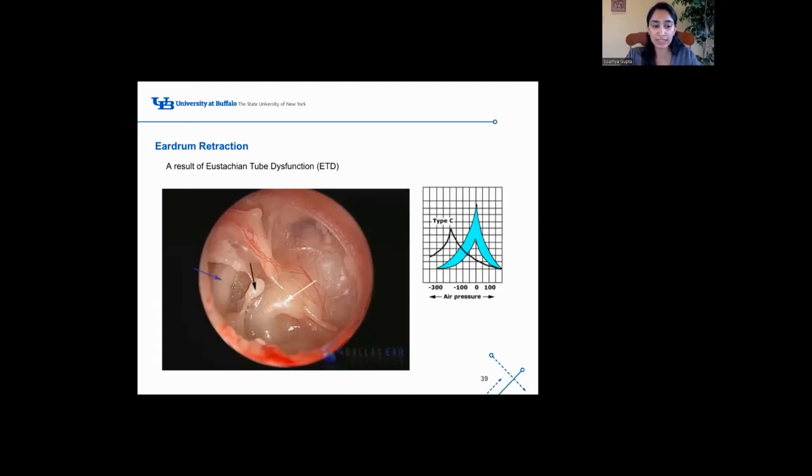Now, I'm just going to briefly touch on one or two other ear problems before I end, because I know I'm over time. In this one, this is the left ear. We can see eardrum retraction, and this is often a result of eustachian tube dysfunction.